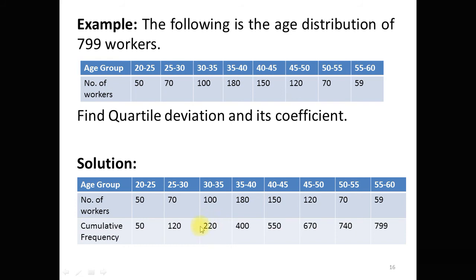This is the cumulative frequency. From position number 121 to position number 220, this class lies. So the first quartile lies in this class, 30 to 35. The frequency of this class you see over here is 100, and the one step previous cumulative frequency for this class is 120. Now we put in all these terms, and the lower limit of this class is 30.